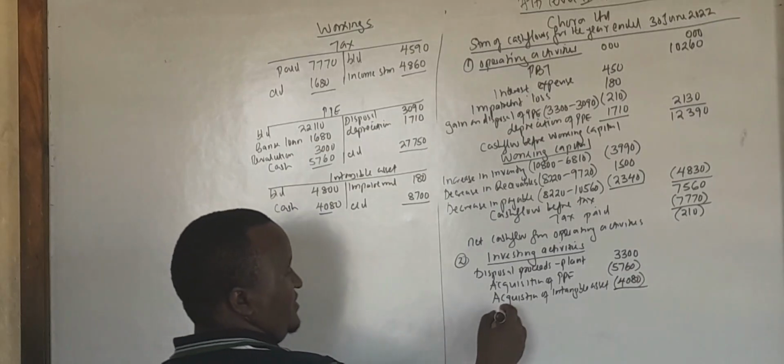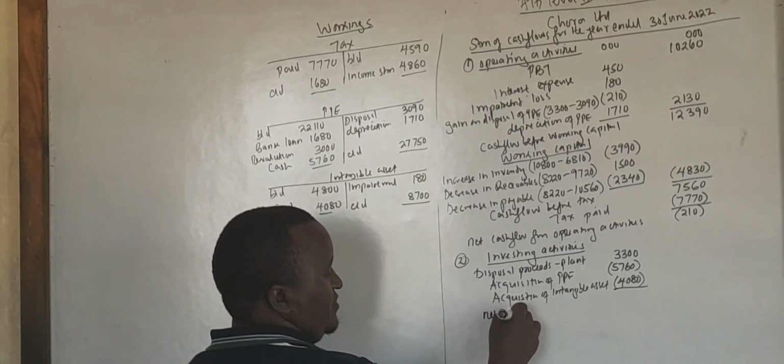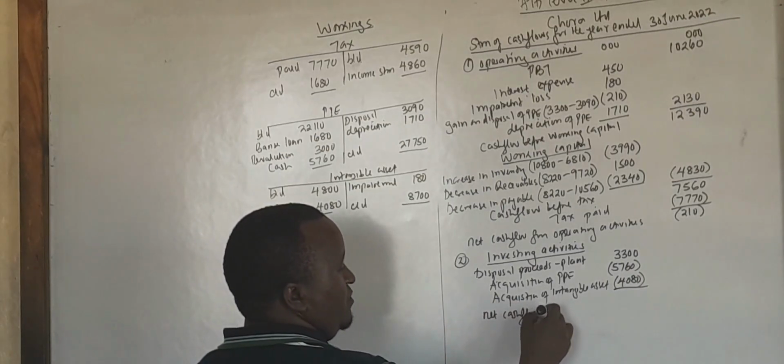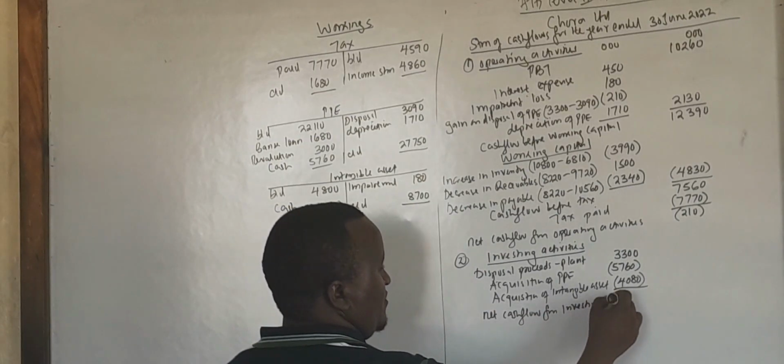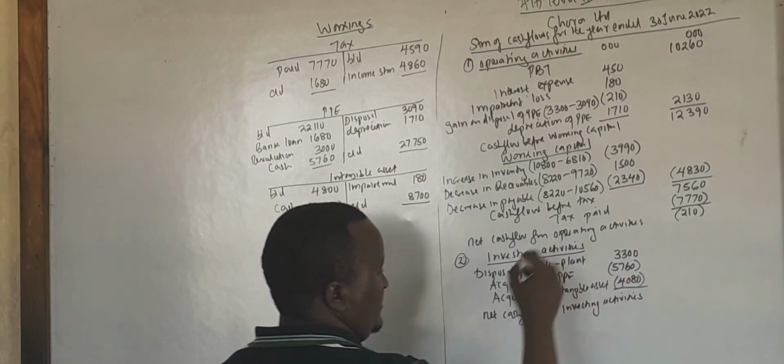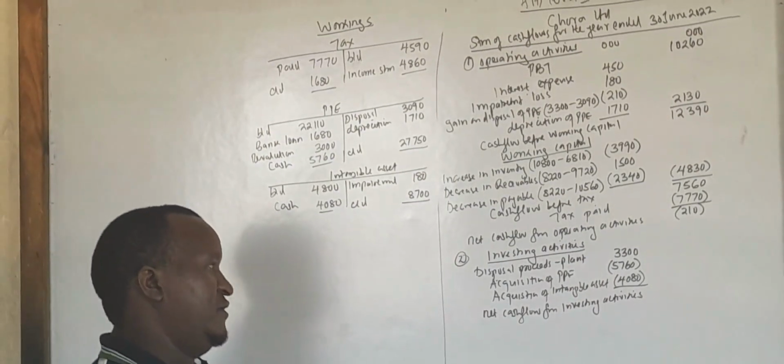So balance that. The net cash flow from investing activities. Net cash flow from investing activities.